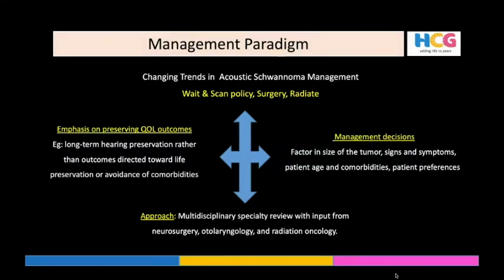Let me just draw your attention that in the management of acoustic schwannoma, there have been changing trends. The initial was a wait and scan policy, surgery, or radiation. These are broadly the 3 applications that one uses while combating the disease. The emphasis of the treatment is more on preserving the quality of life. Essentially, the management decisions should factor in size of tumor, the signs and symptoms, the patient age, comorbidities, and patient preferences. The approach typically needs to be multidisciplinary, and it should incorporate neurosurgery, otolaryngology, and radiation oncology.